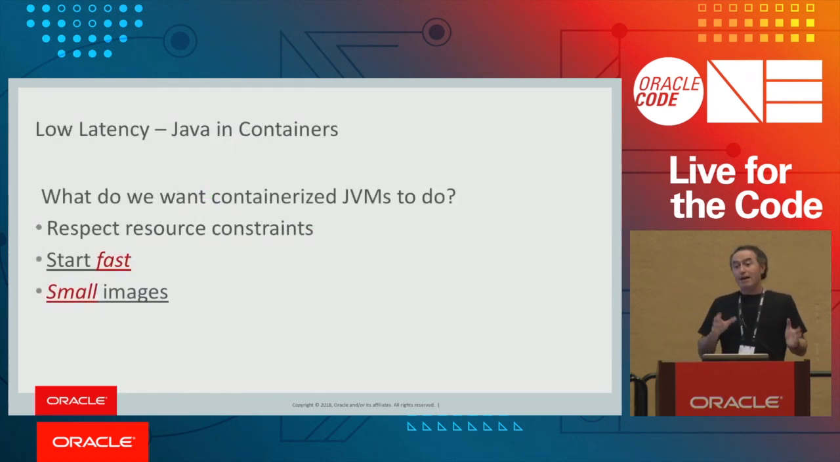So we're putting Java applications in containers. So that kind of changes the problem, right? The problem is, how do I get my Java containerized app to boot fast? Run fast. And so what we want is a couple things. We want the Java application or the JVM to respect the constraints of being in a container.